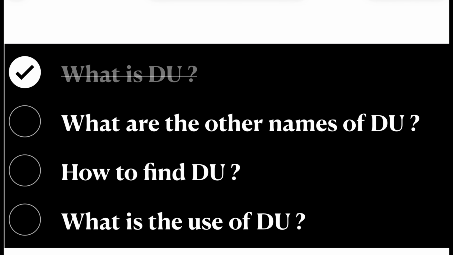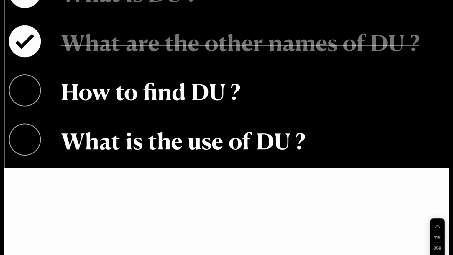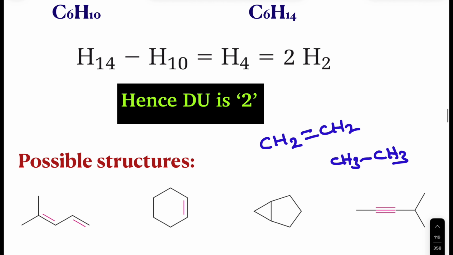Of course, here also the purpose is served, because degree of unsaturation, other names, that is double bond equivalence, is also known as index of hydrogen deficiency. Now we need to understand how to find the degree of unsaturation. After that, I will end the video by discussing what is the use of degree of unsaturation. So the next target is how to find the degree of unsaturation.